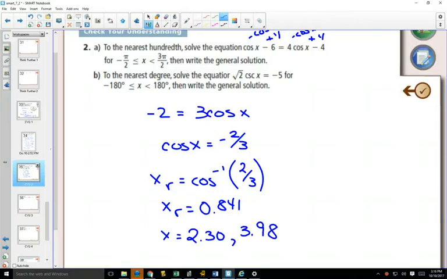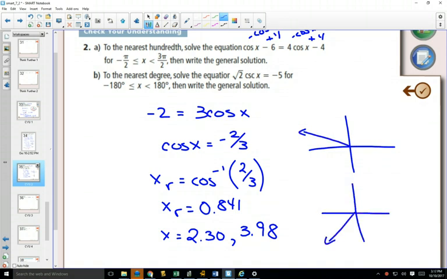Now, those are our answers between 0 and 2 pi. If you drew a picture of them, we have 1 in quadrant 2 and 1 in quadrant 3. In both cases, the reference angle is 0.84. Now, what are they looking for?